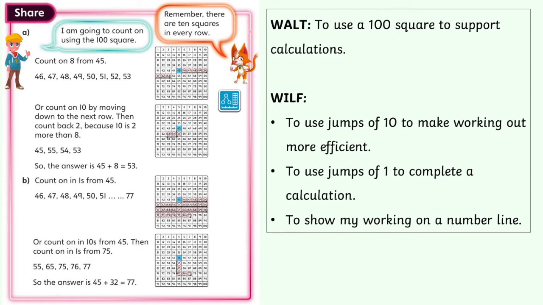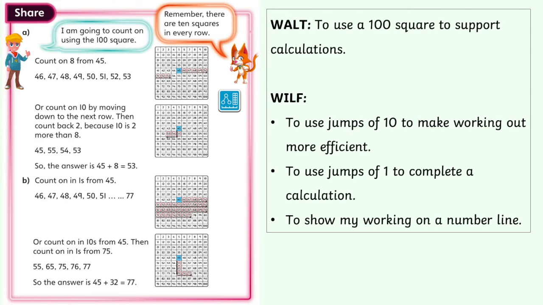You're adding 32, which is made up of 3 tens and 2 ones. So you could do your jumps of 10 first and then count on 2 ones. Let's have a look at what that looks like. Adding 3 tens, 55, 65, 75, and then adding those 2 ones, 76, 77. We get to 77. So 45 add 32 equals 77. Much quicker than if we'd done it by jumps of 1.